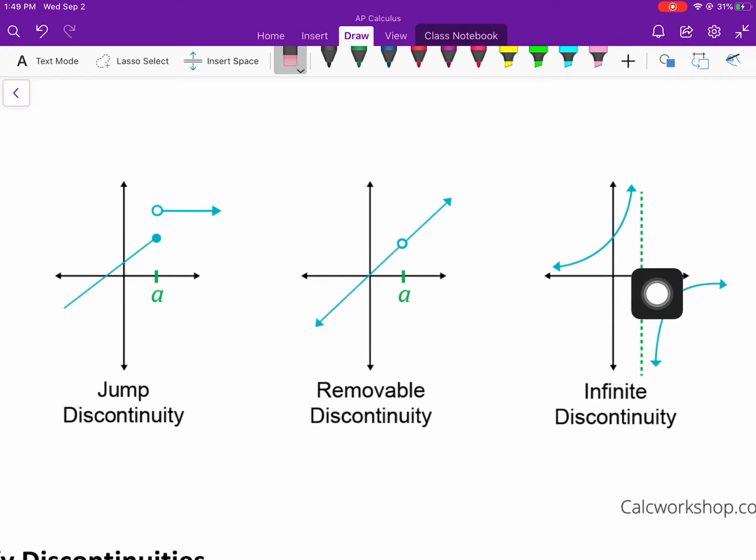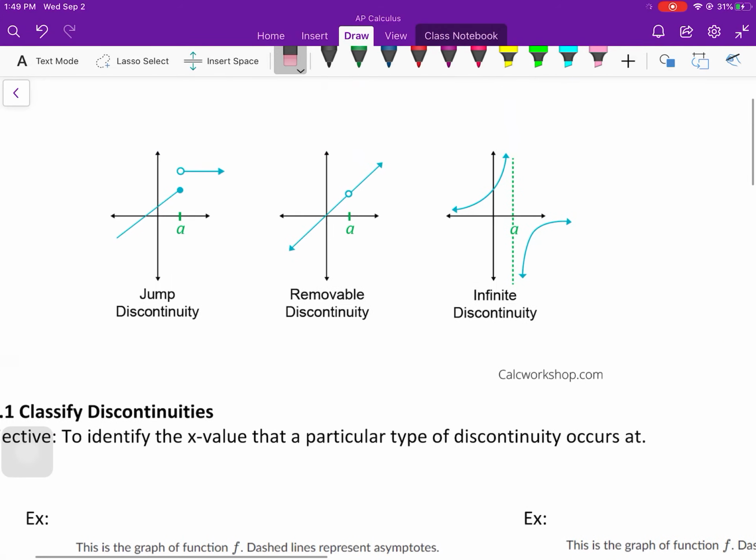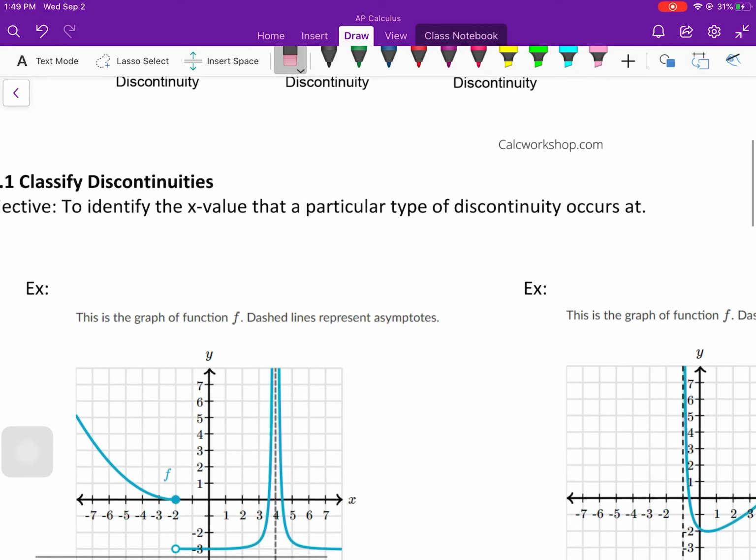Then last, pretty obvious, the infinite discontinuity, or the vertical asymptote, right here. That one's super obvious. Not going to go too much into that. So in this assignment, really easy, we're just going to identify the x value of the particular type of discontinuity. But like I said, it's important to really get this down.